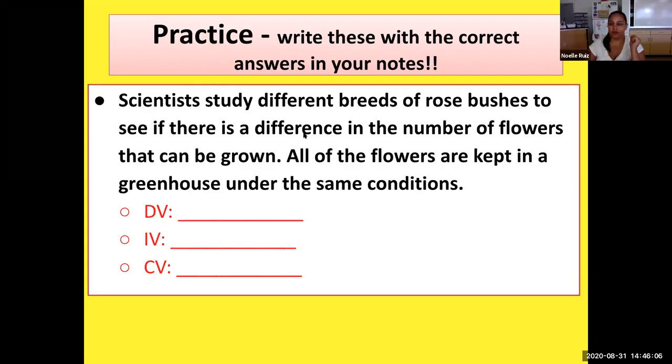All right. So the results, the dependent variable, the thing that is being measured, is the number of flowers on the rose bush. Most of you got that right. Good. Number 2, what is the independent variable? The thing being compared or put into categories, it's the different breeds of rose bushes. And then the controlled variables, most of you got that one right, are the greenhouse conditions. They kept them in the greenhouse under the same conditions. Very good.